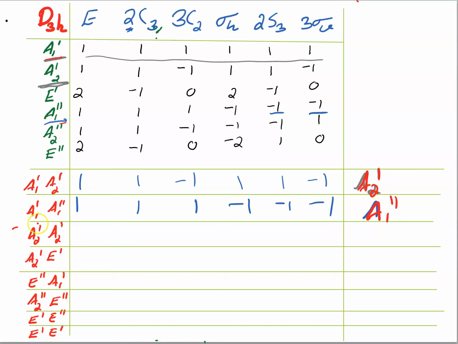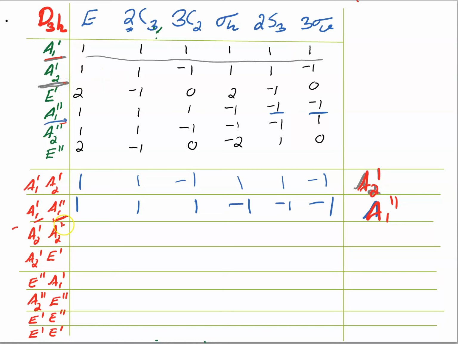No doubts, because we are multiplying with A1 dash. A1 dash is the totally symmetric representation. All the characters will be 1. Multiplying with another IR will give that IR. That is A1 double dash. No problem. Next, A2 dash multiplying with A2 dash itself.